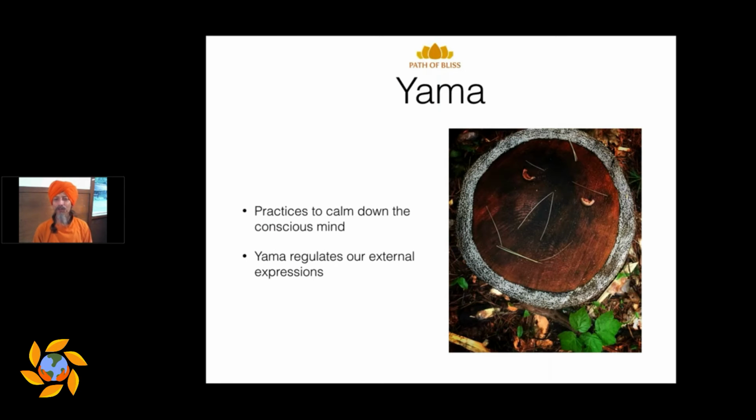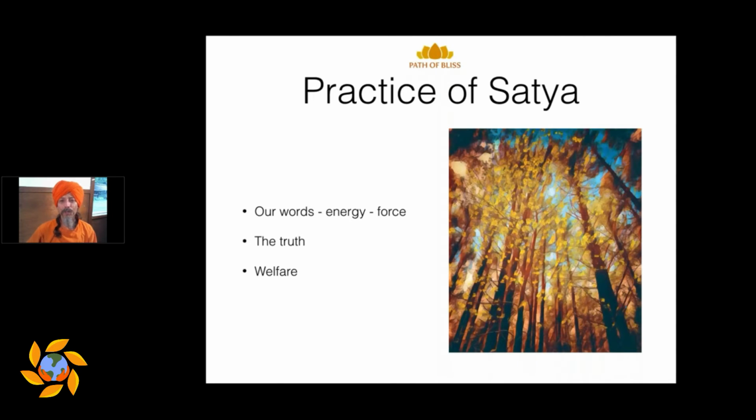We are going to continue talking about jhana, which is that first limb of yoga, which are practices to calm down the conscious mind. It regulates our external expressions, our connection with other people. So we already saw ahimsa, so that was number 1. So today we'll go to number 2, Satya, the second practice of jhana.